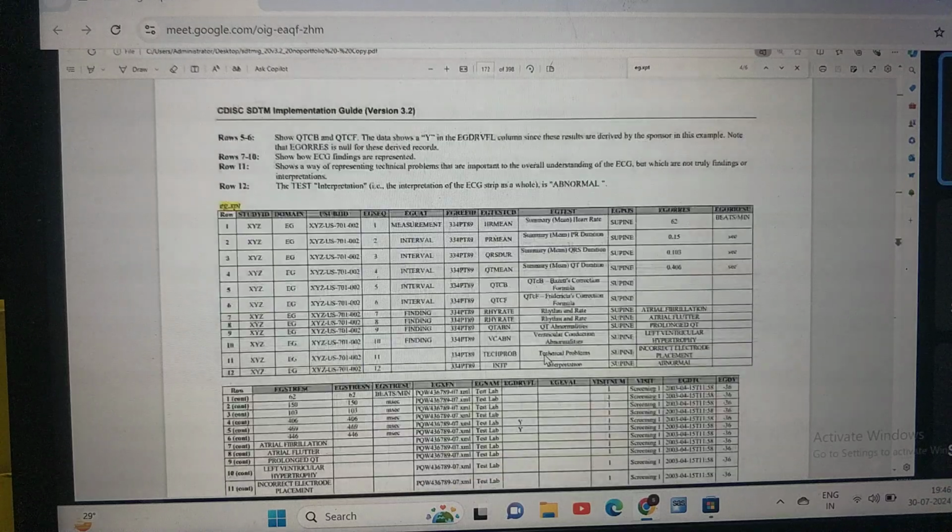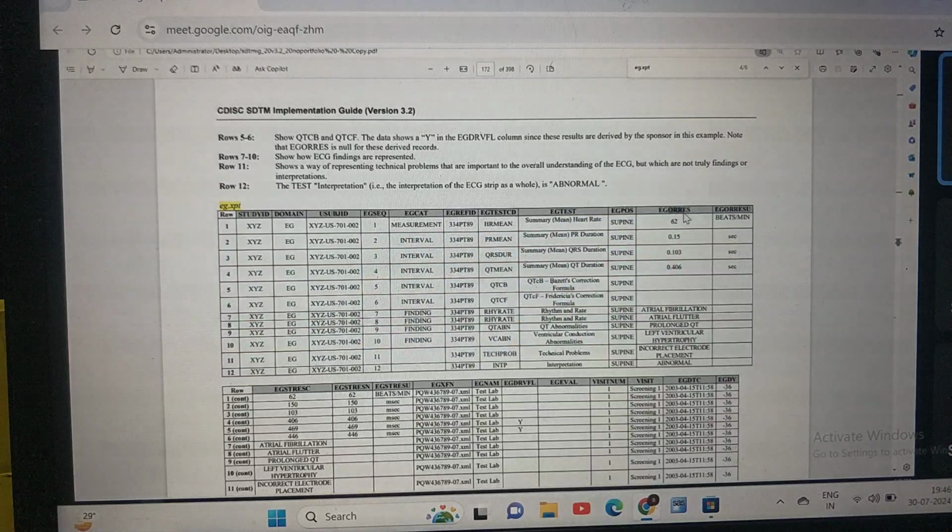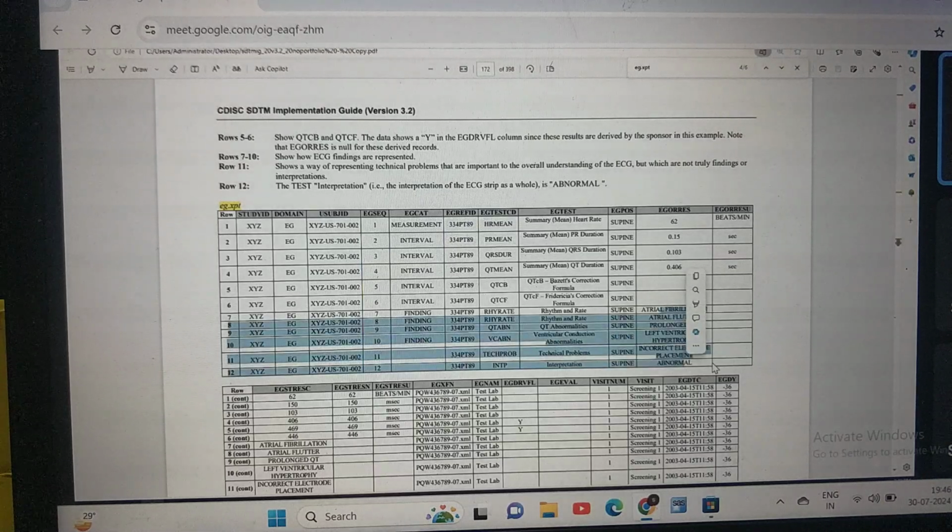Okay, great. So if you can see, these are some examples. These are the tests: HR mean, PR mean, QRS duration, and then QT mean, QTCB, QTCF, and RR rate. These are some tests. These are the particular test names, the position captured, the result, and then the units. Some character responses are captured.